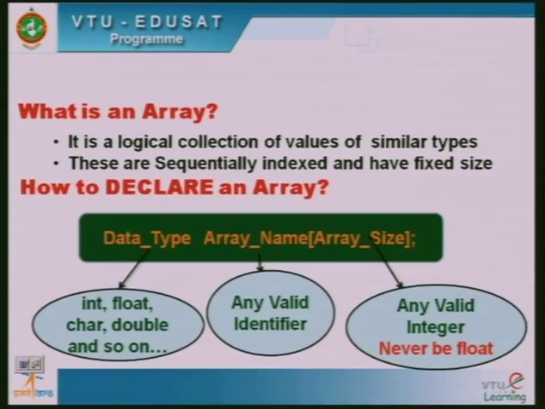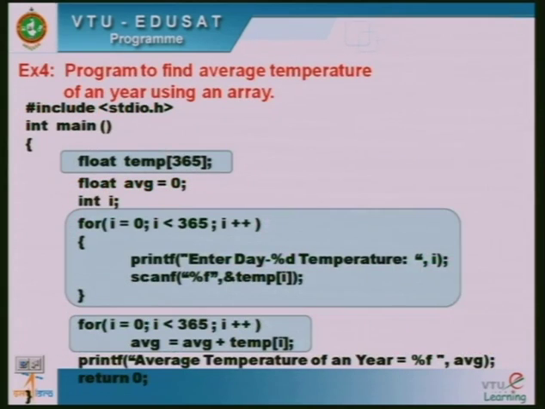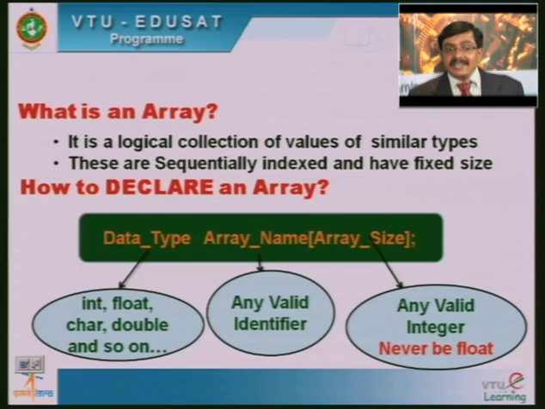Now let's see what an array is. Just now we have seen the array temperature that we declared in the previous slide: temp 365. Here temp is an array of 365 different floating point elements. So we can say it is a logical collection of values of similar types. Sometimes we call this an aggregate data type. So an array is an aggregate data type. These are sequentially indexed and have a fixed size.